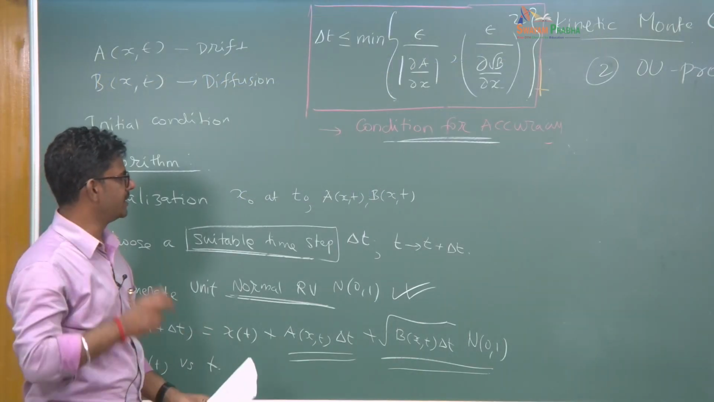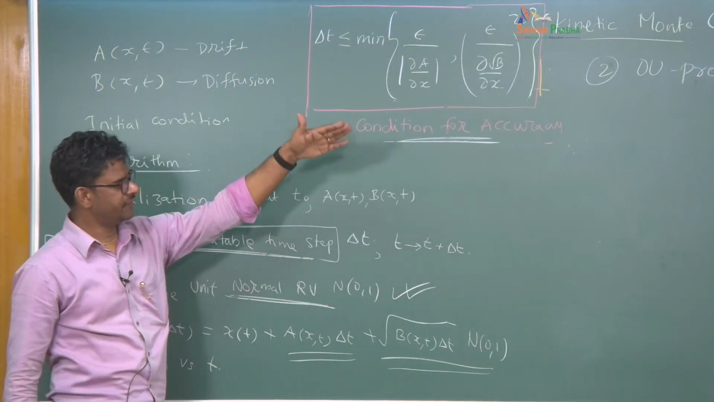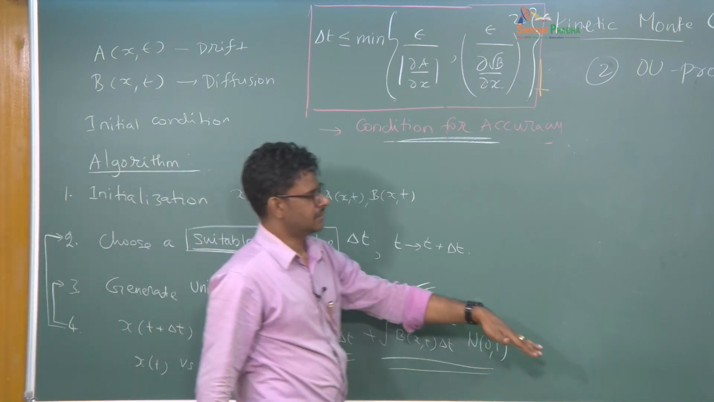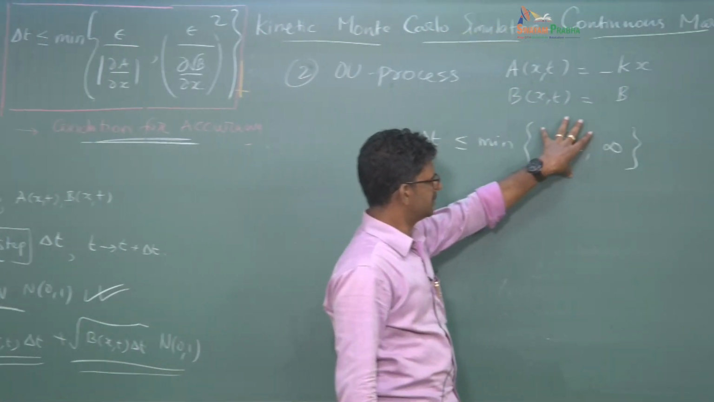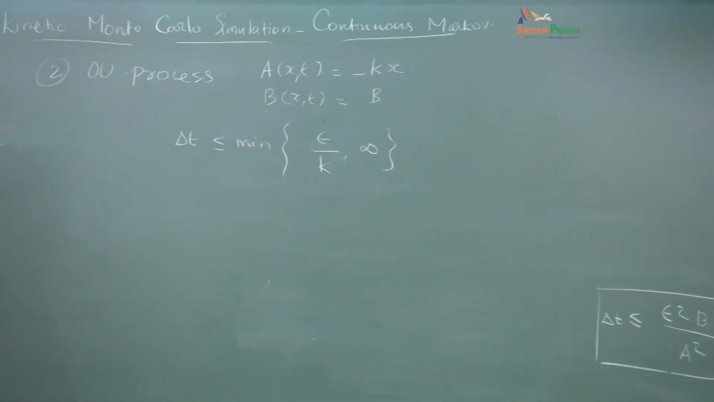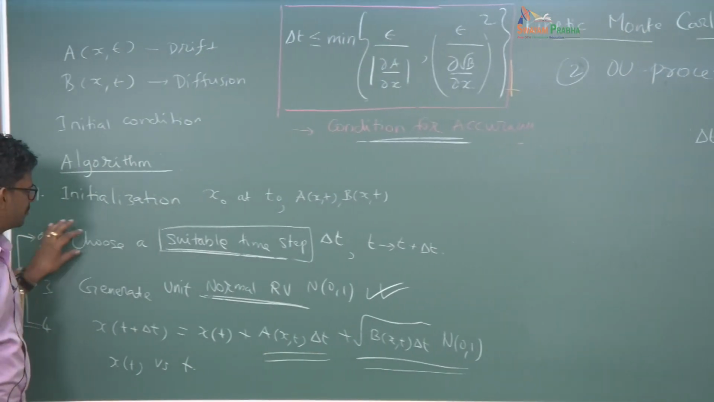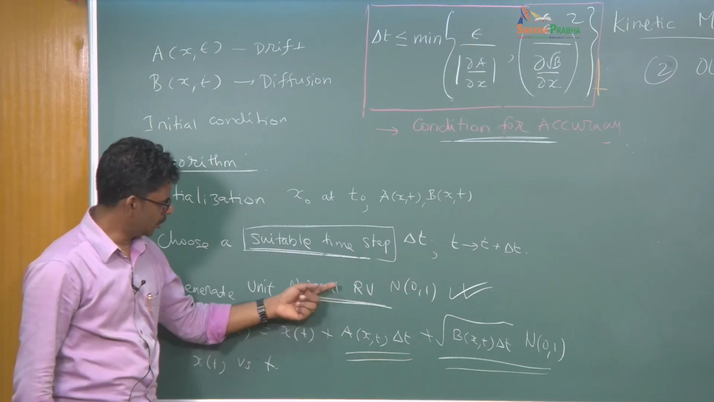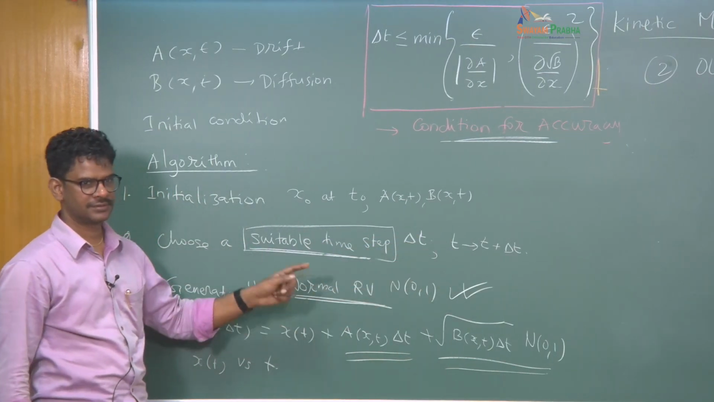So in this case also you can see that delta t, at the beginning of the simulation itself, you can decide that if you are going to go with this, this delta t is going to be constant. So in step 2 you can fix your delta t and then loop only between step 3 and 4. Okay.